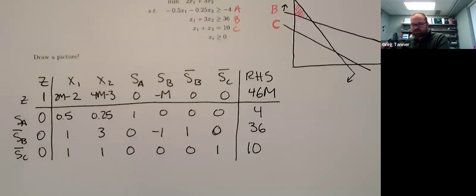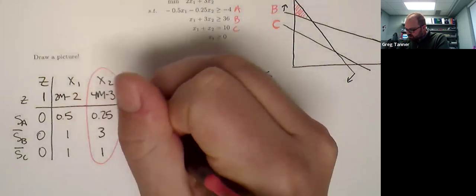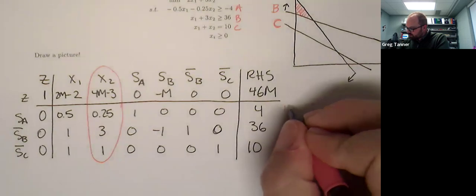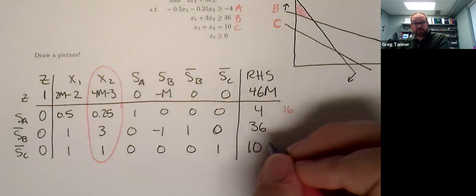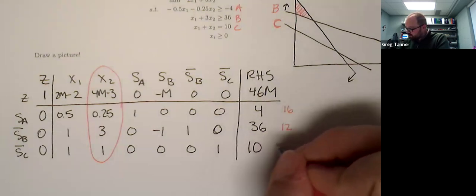Okay, so let's go ahead and do our pivot here. Again, we'll pivot on X2, and we'll do our ratio test. 4 divided by 1/4 is 16. 36 divided by 3 is 12. And 10 divided by 1 is 10.